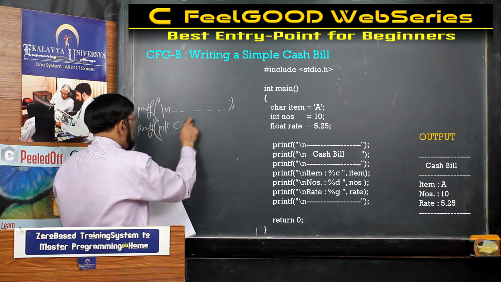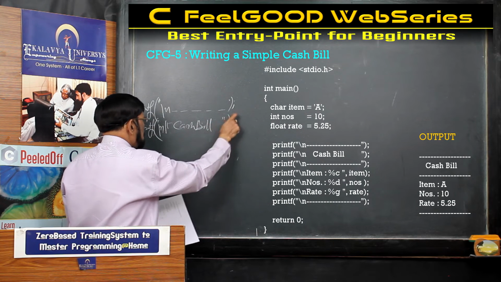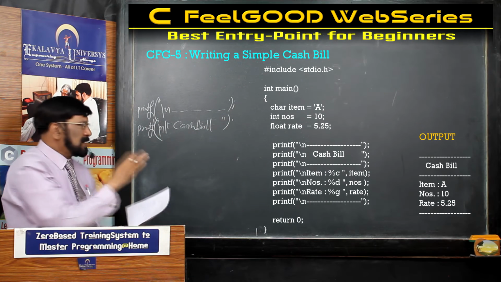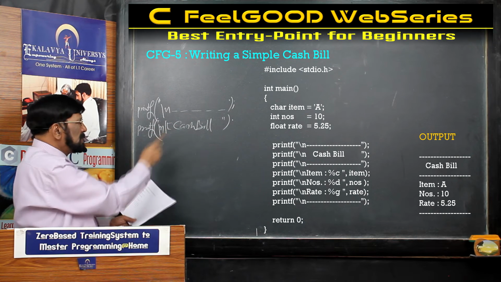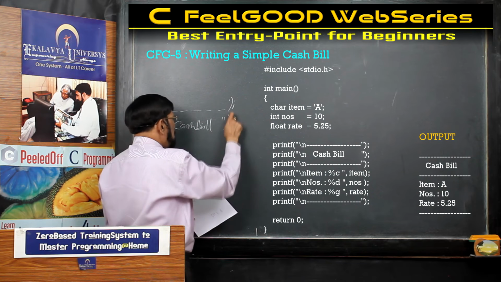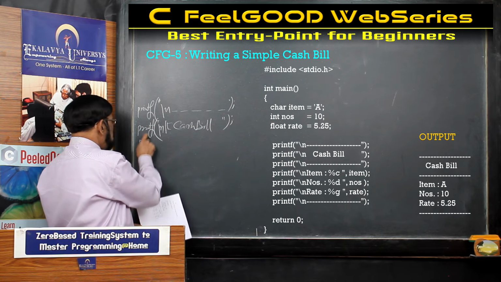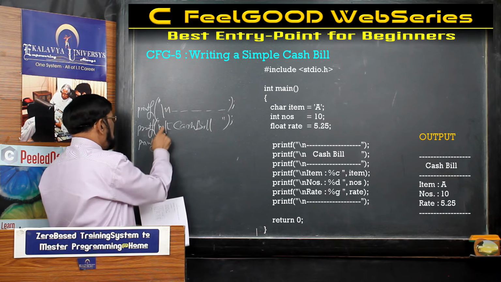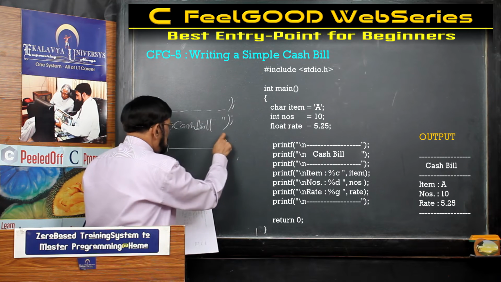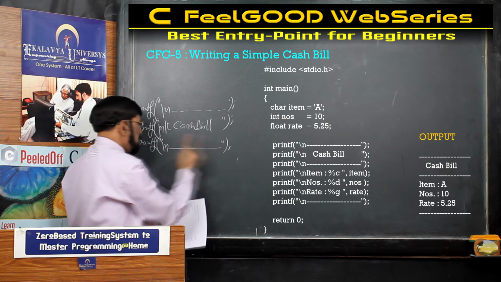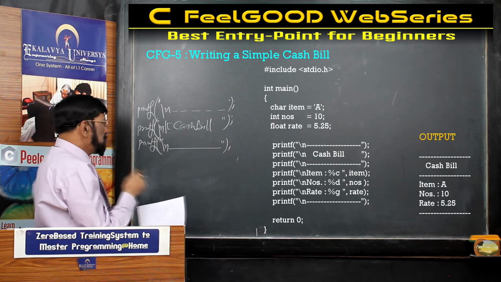Then CashBill. You write like this, you need not move. Already explained about the functionality of new line and horizontal tab. They will take care of it, and don't forget this semicolon. Thereafter, one more line is there. Printf line. Don't forget double quotes. Always, generally people forget about this. That's why you remember that.